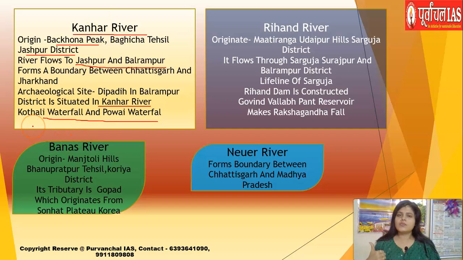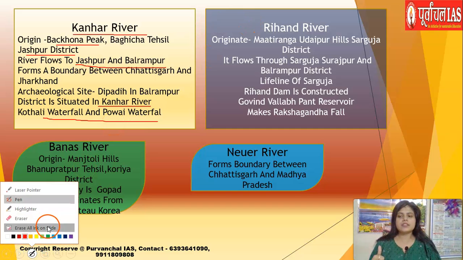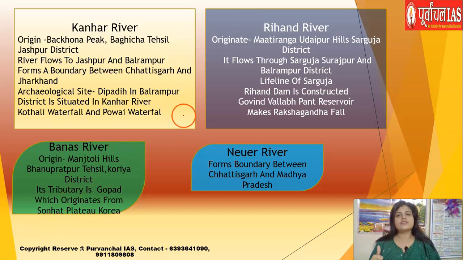One is Kothali waterfall and the other one is Povai waterfall. Coming to Rihand river, you might have heard the name a number of times. Rihand is also a very important river, and it is called the lifeline of Sarguja. It has its origin also from Sarguja, from a place called Matiranga in the Udaipur hills of Sarguja district, and it flows through Sarguja, Surajpur and Balrampur district.